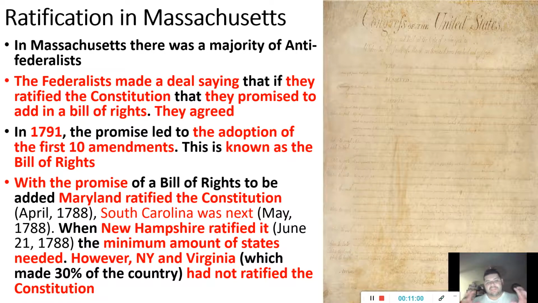So now they officially have the number to get it approved, but they don't have the population. They still need that 2/3 population, and New York and Virginia have about 30% of the nation's population in those two states. So for every 10 people, 3 of them live in either New York or Virginia, and they had not ratified the Constitution.